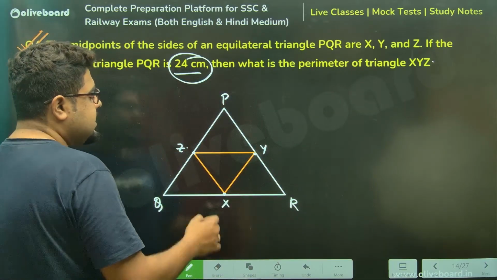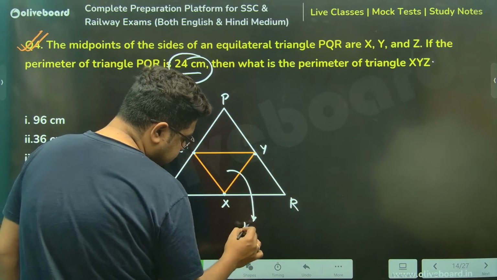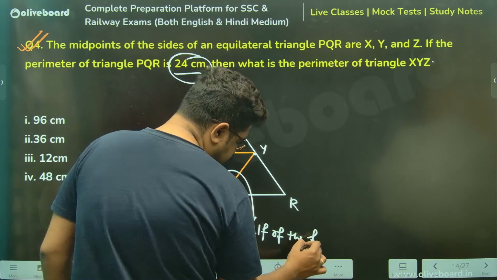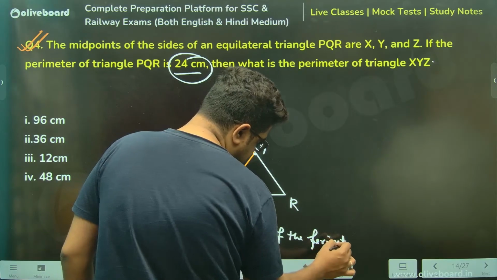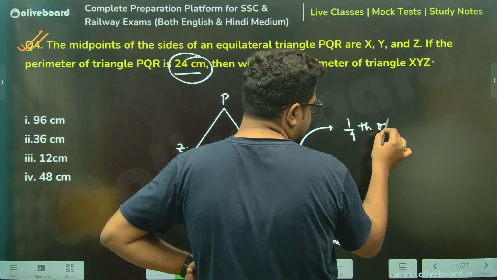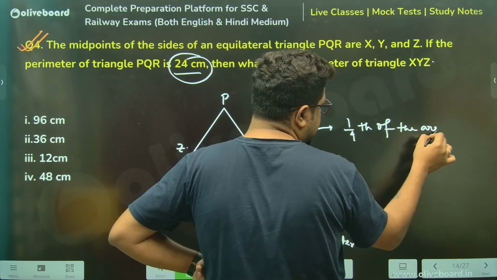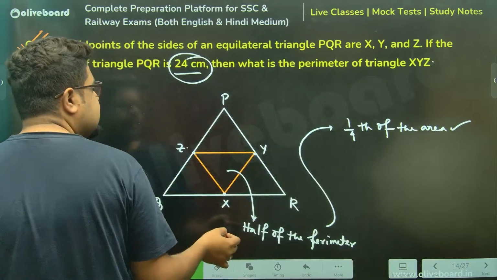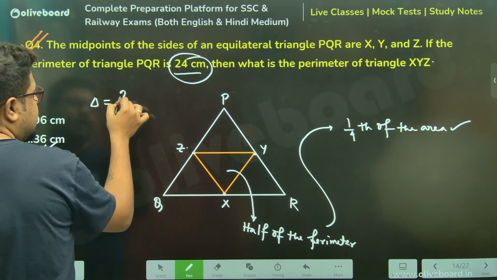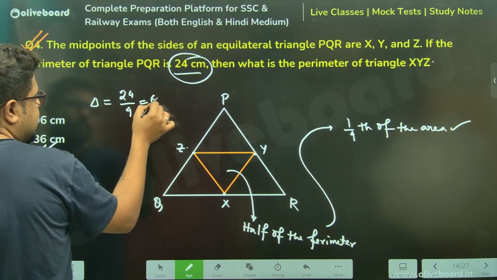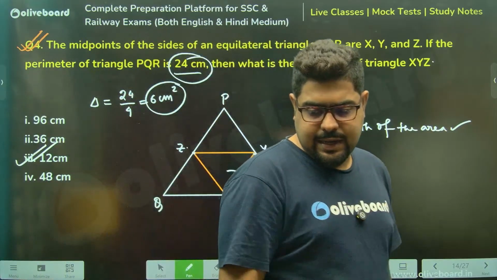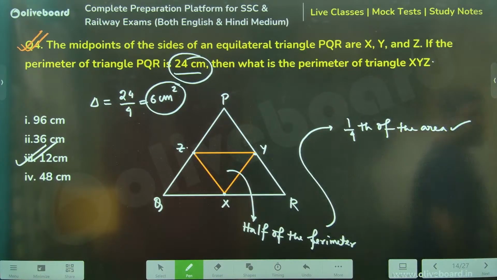So remember, sir, this perimeter will be half of the perimeter. But also remember, the area will be 1/4. So in this case, 24 by 2, it will be 12. But if they had asked about the area, it would have been divided by 4, which would be 6 centimeters square, if 24 centimeters square was the area. So keep that in mind as well.